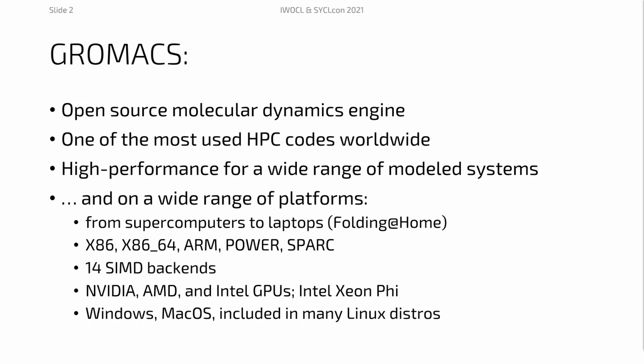As some of you might know, GROMACS is a molecular dynamics engine, one of the most widely used in the world. According to a 2018 HPC market research, it accounted for 5% of worldwide supercomputer utilization. But besides supercomputers, it runs on smaller lab clusters, standalone workstations, and even laptops as part of the Folding at Home project, achieving high performance on both CPU-only and heterogeneous CPU plus GPU machines.